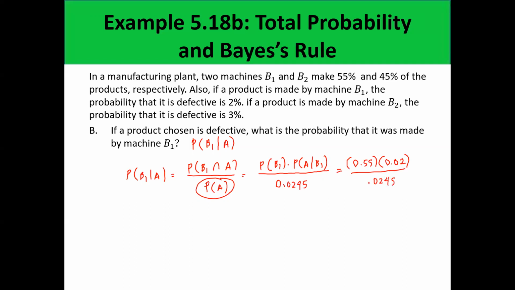0.0245. So using again our calculators, we get 0.55 multiplied to 0.02 and then dividing it by 0.0245. And the probability when rounded off to 4 decimal places is 0.4490 or 0.449. So this is the probability that the product is made by machine B1 given that it is defective. Okay, so this ends the discussion about chapter 5, which deals with probability.